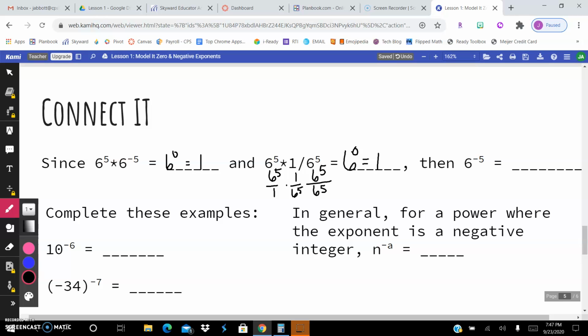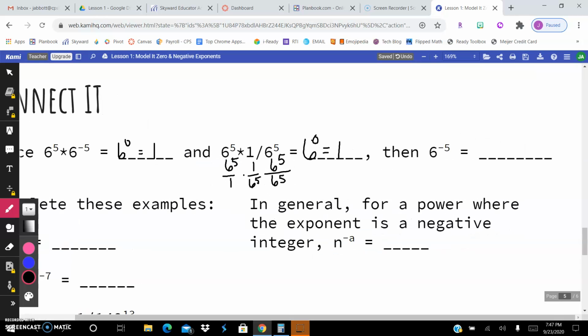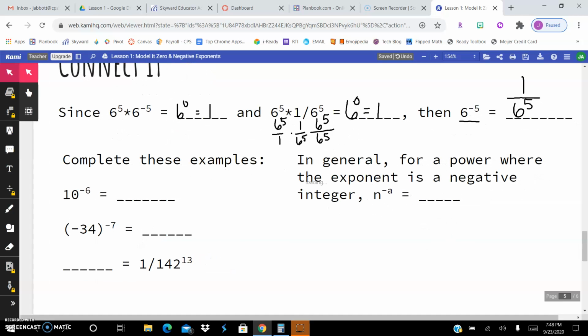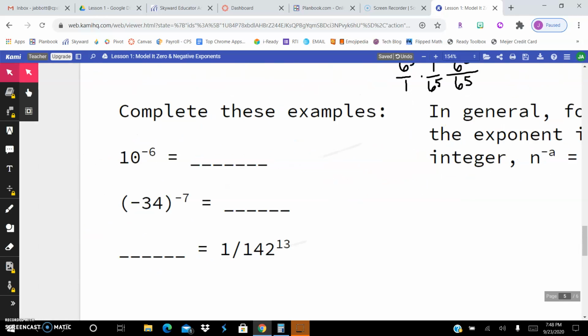Then 6 to the negative 5th, we are going to have to get rid of that negative exponent. So we simply make it a fraction with a 1 on top. This goes to the bottom, and that negative exponent becomes positive. So whenever you see a negative exponent, you automatically think, I have to make it into a fraction, and that will make the exponent positive. So complete these examples.